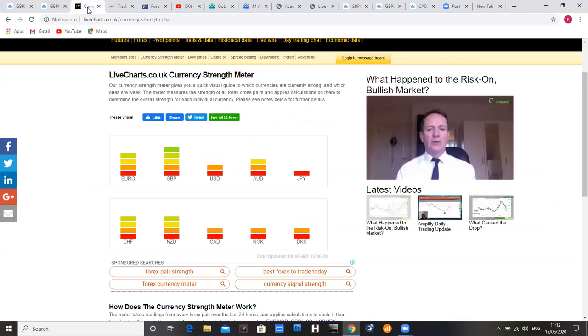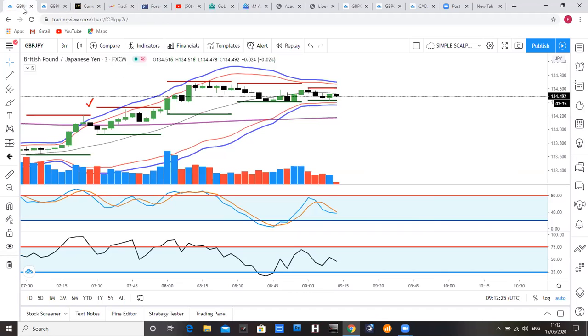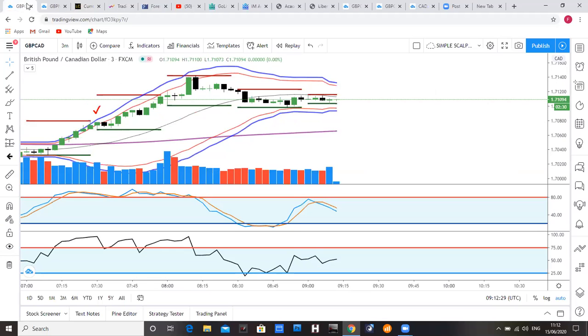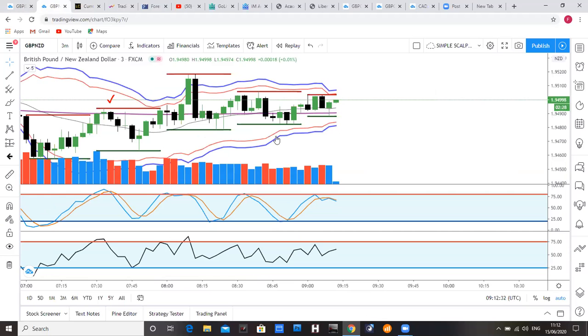All the GBPs are not looking good. Let me see GBP CAD. All those pairs are all ranging this morning. You can just see how they are just forming in one position.